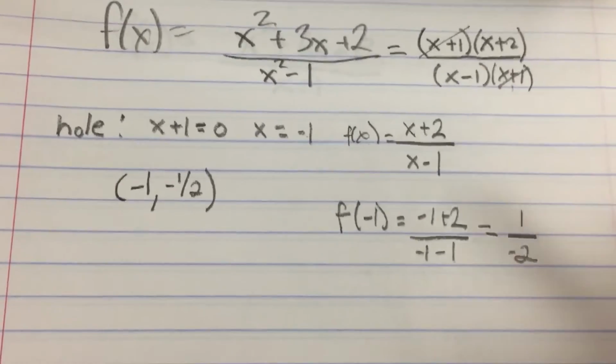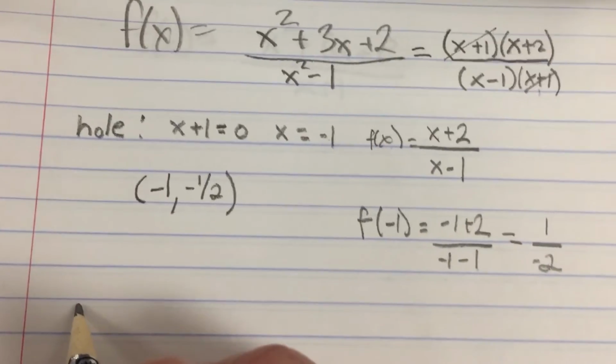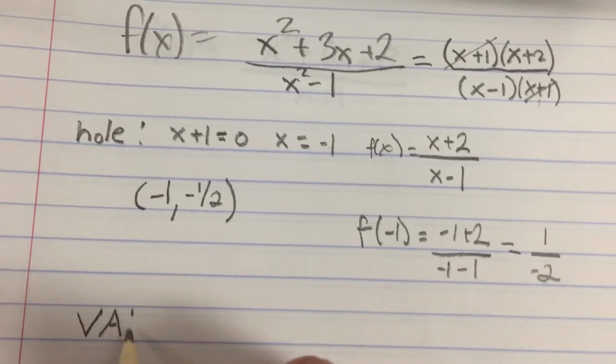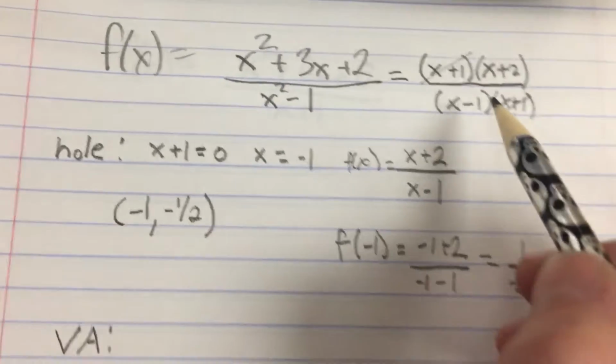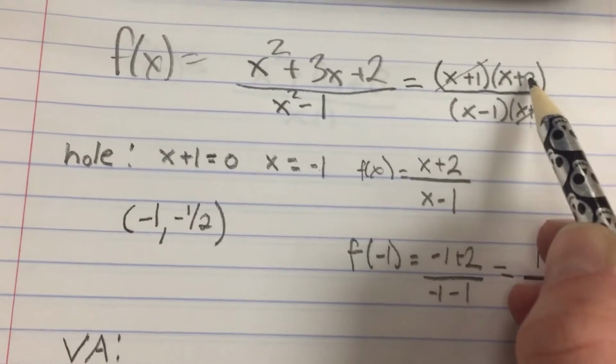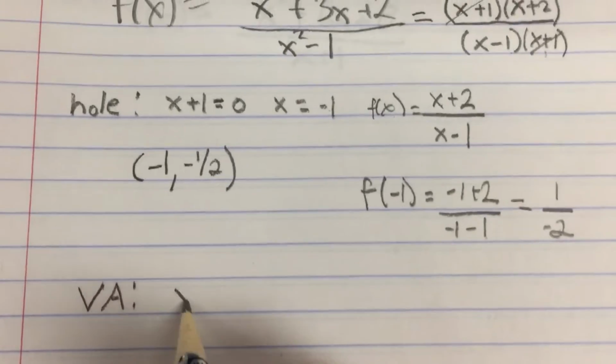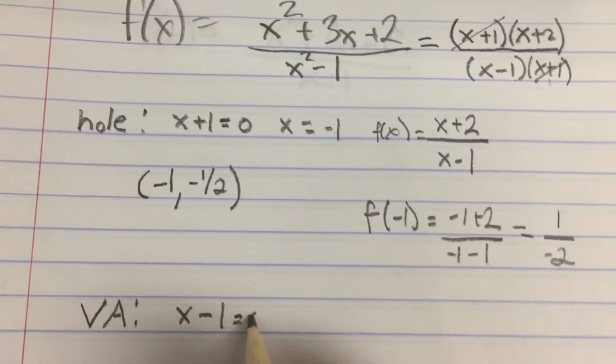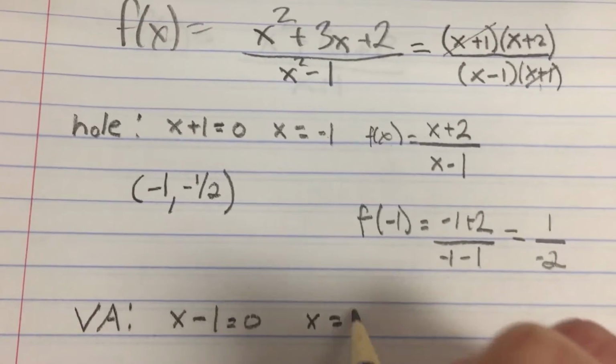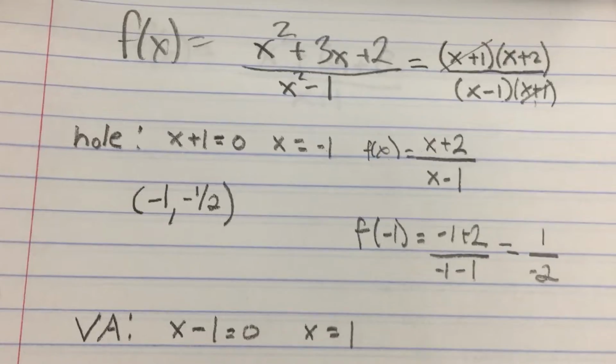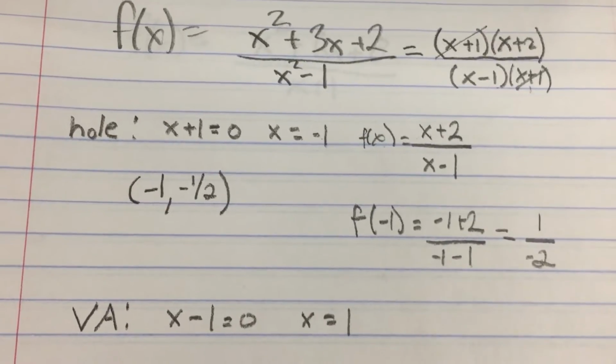So if negative 1 is a hole, that means everything else in my denominator that can equal 0 is a vertical asymptote. So the only thing left is an x minus 1. I don't see an x minus 1 on top. So I'm going to set x minus 1 equal to 0 and solve. So I get a vertical asymptote at x is equal to 1.